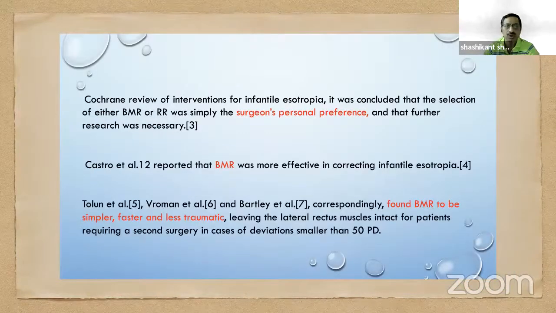Yeah, so this was the Cochrane review done by Simons et al. They looked at infantile esotropia patients, and it was concluded that selection of either BMR or RR was the surgeon's personal preference. And they found BMR was very effective in correcting infantile esotropia. Talun et al. found BMR to be simple, faster, and less traumatic, leaving the lateral rectus intact for patients who require a second surgery, in deviations smaller than 50 prism diopters.